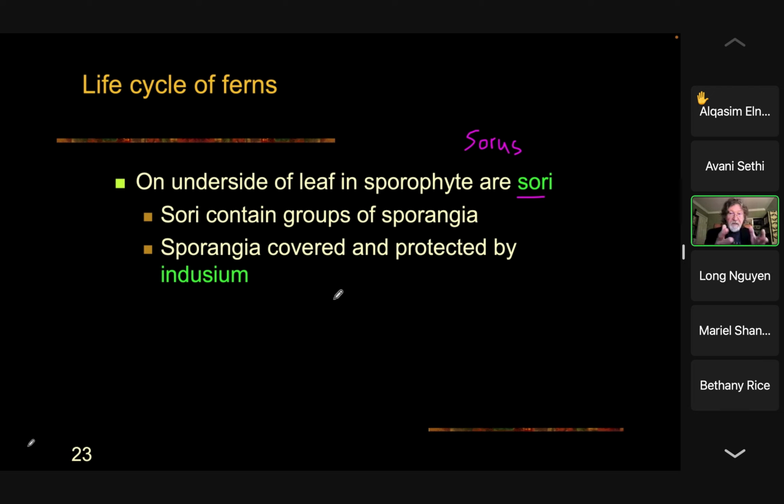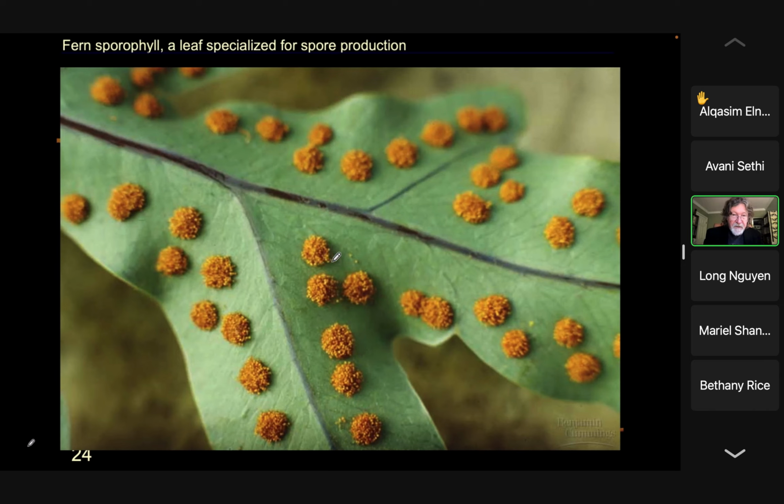Okay, so I've showed this before. This here is a sorus. And in this particular plant, they don't have an indusium. All those little tiny things here, if you really zoom in, all the little tiny dots in here are sporangia. Okay, and we'll get a close up here.